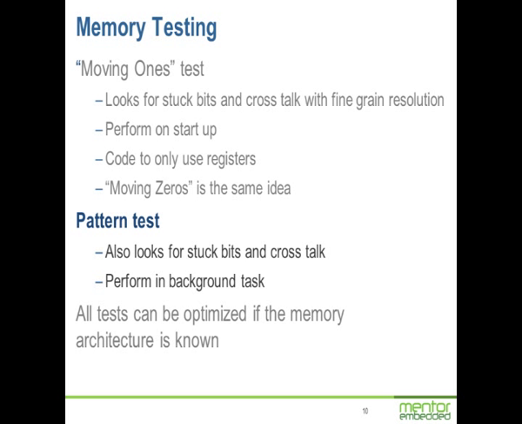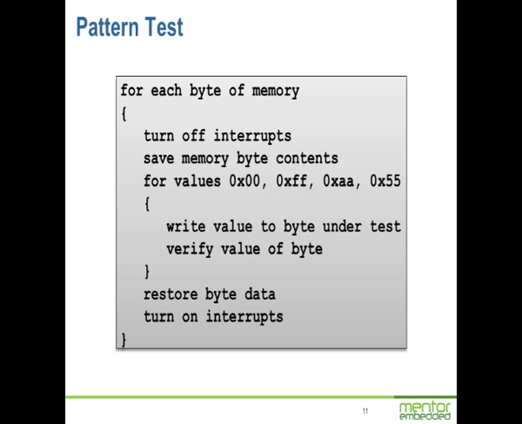The other kind of test you can do is a pattern test. This is looking for stuck bits and crosstalk, and you can do this in a background task. The idea here is you go through every byte of memory, and for each byte you have to lock it. In other words, the only really reliable way is turning off interrupts. There may be other ways, but if you turn interrupts off, nobody's going to try and access the memory while you're doing this. You simply save the contents of the byte, and you try a series of values, and I use 0, FF, then AA and 55.